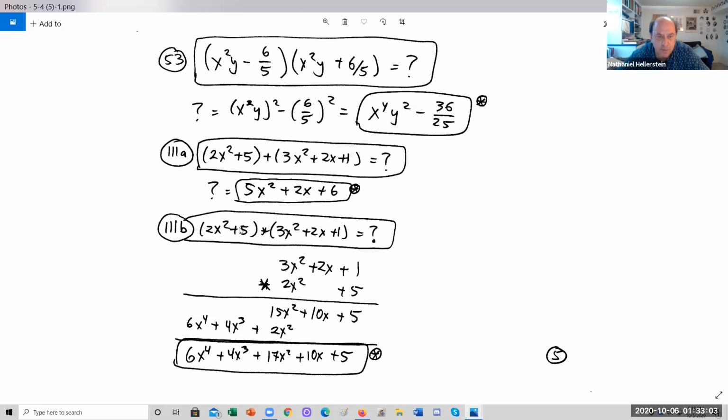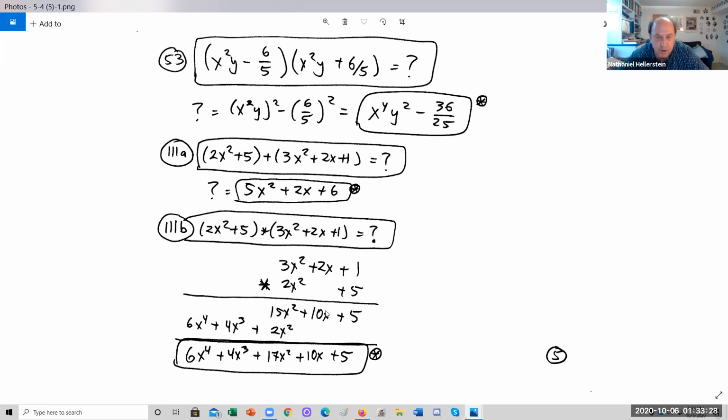Now here we're going to multiply them. 2x squared plus 5 times 3x squared plus 2x plus 1. So I do it vertically. 3x squared plus 2x plus 1 here. 2x squared plus 5 here. We leave a gap where there's no x term. 5 times each of these. 5 times 1 is 5. 5 times 2x is 10x. 5 times 3x squared is 15x squared. This times each of these.